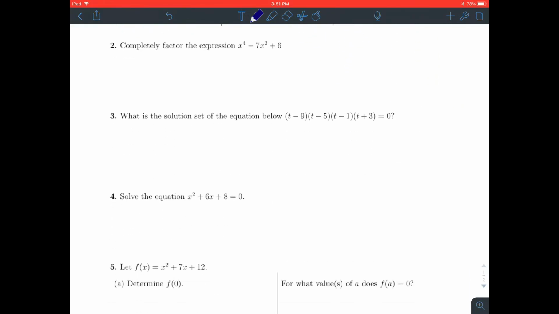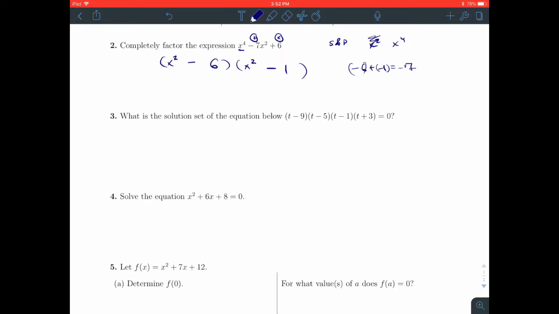For the next problem, it's asking us to completely factor this expression. This expression looks a lot like sum and product. The only difference is, instead of having x squared, we have x to the 4th. So let's set the puzzle up the way that we might normally. In order to get x to the 4th, instead of having x times x, we'll need x squared times x squared. Let's see. Now we're looking for 2 numbers that add to negative 7 and multiply to 6. Negative 6 times negative 1 is positive 6. And negative 6 plus negative 1 is negative 7. So these are our numbers.